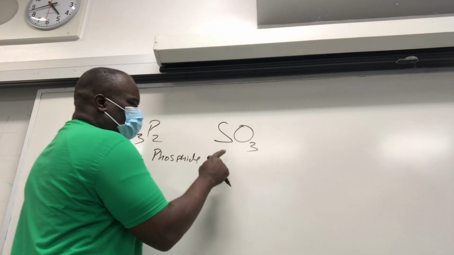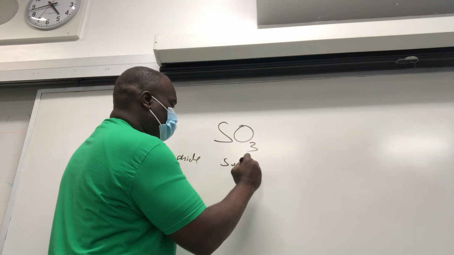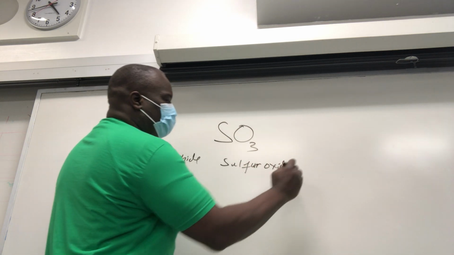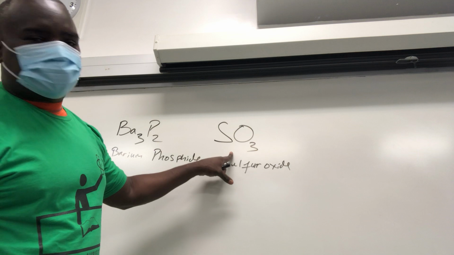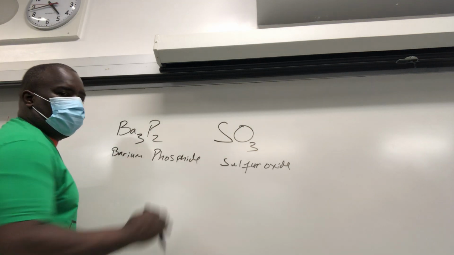Barium phosphide. Might call this guy just sulfur oxide, SO3. Sulfur, oxide, and I'm done. The funny thing is, folks, if you said sulfur oxide for this, you would be wrong. If you said barium phosphide for this, you would be correct.